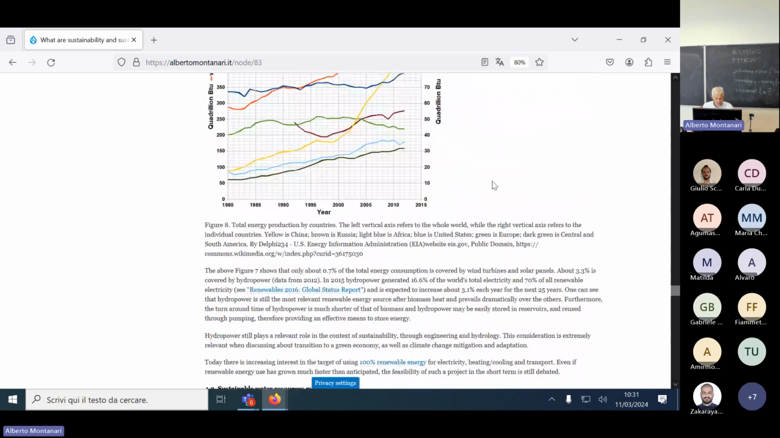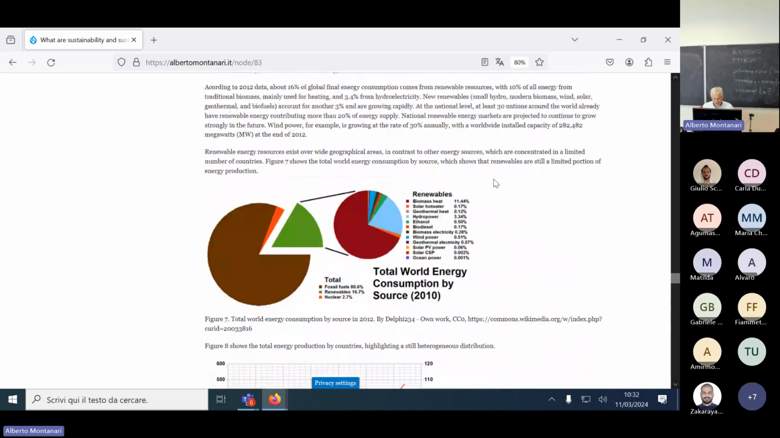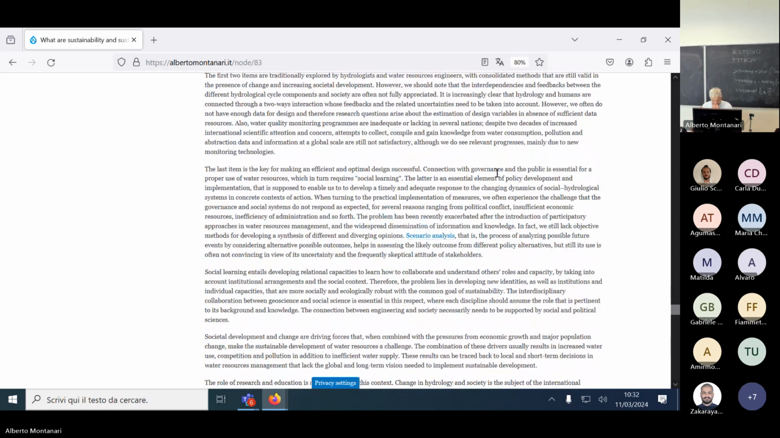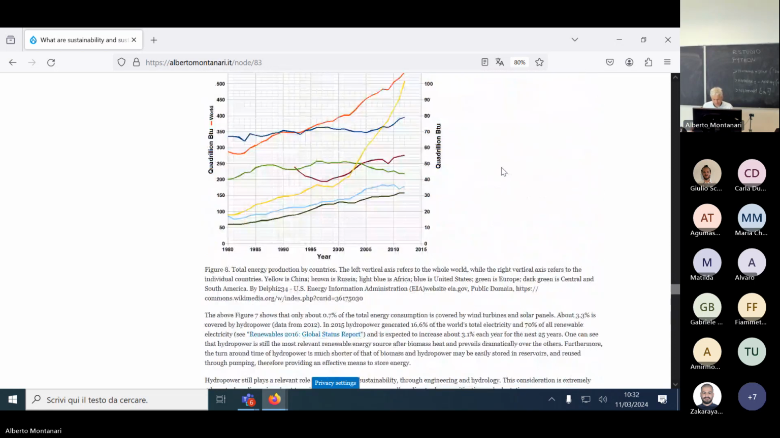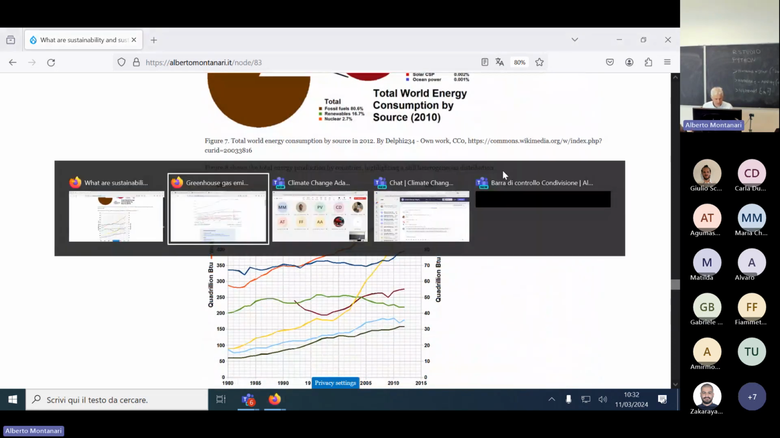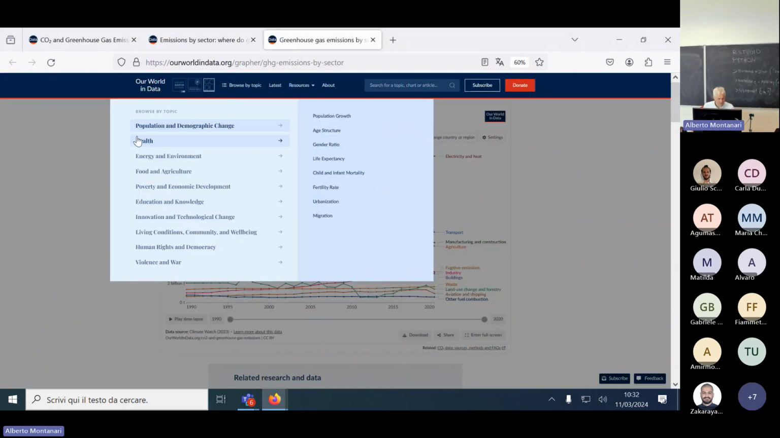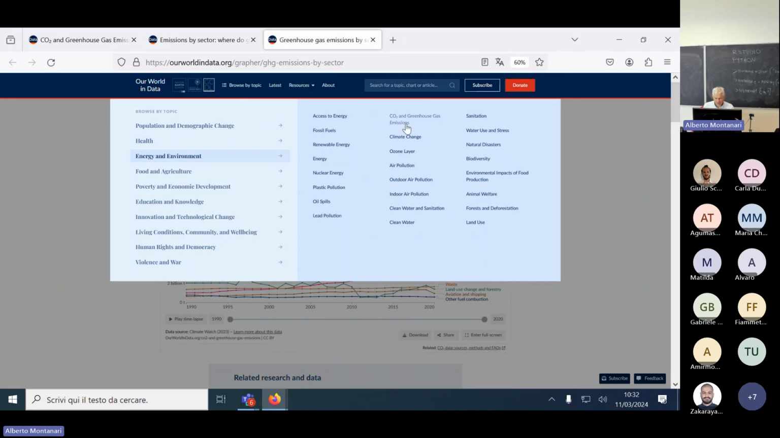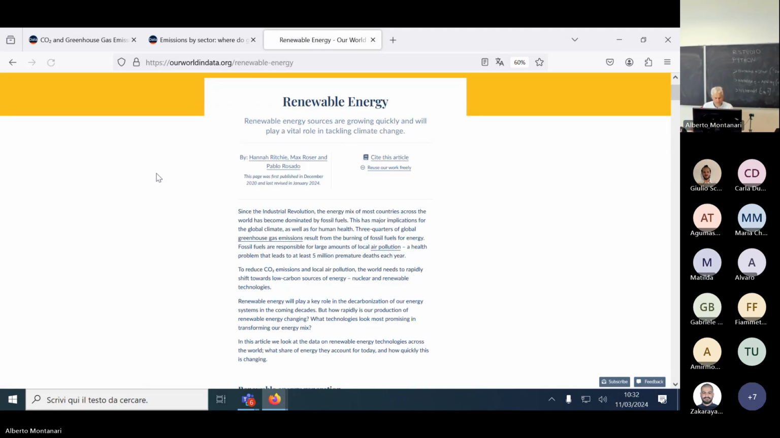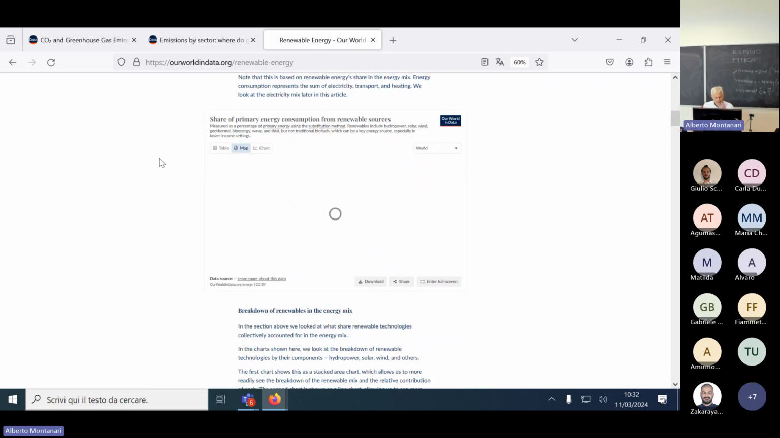And let me just look at electricity. I think I have a graph here. No. So let's look at Our World in Data. Topic, energy and environment. CO2 is also here. And let me see, renewable energy. Okay, let's see, renewable energy. This is updated, of course.